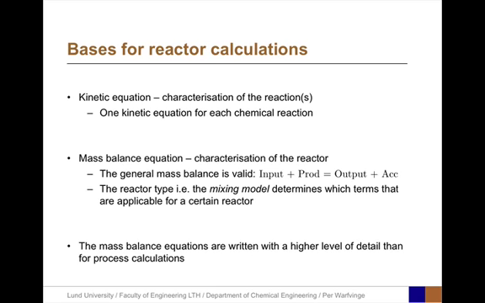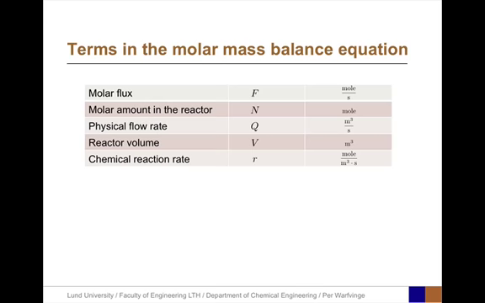For reactor calculations, the mass balance equations are written with a higher level of detail than for process calculations, simply because the mass balance equations are combined with the kinetic equation. First, some words on notation. Here, for molar flux, I use the letter F. For molar amounts in the reactor, N. For physical flow rates, Q. For reactor volume, I use V, and for chemical reaction rate, I use R.